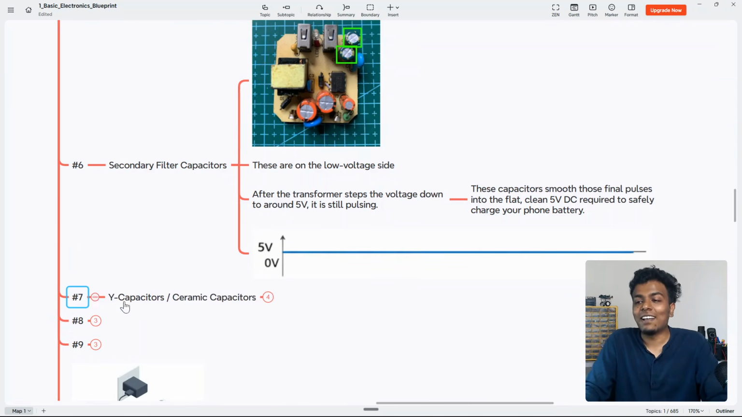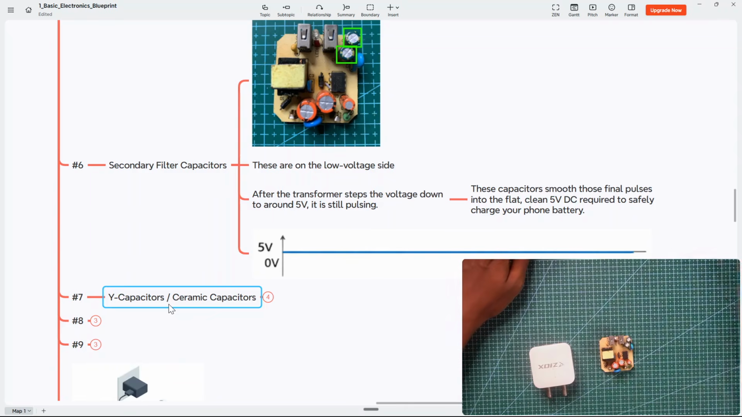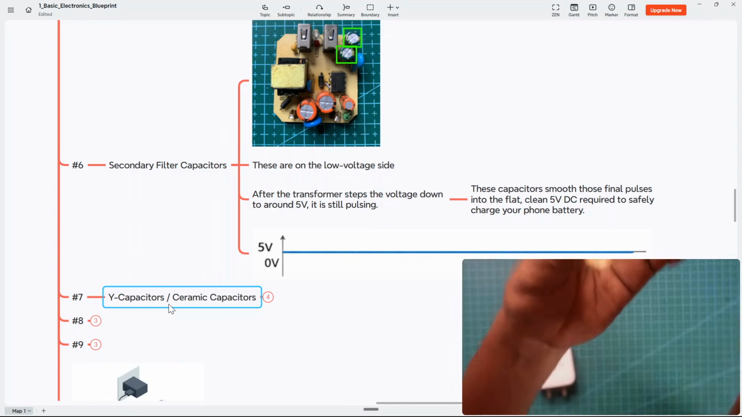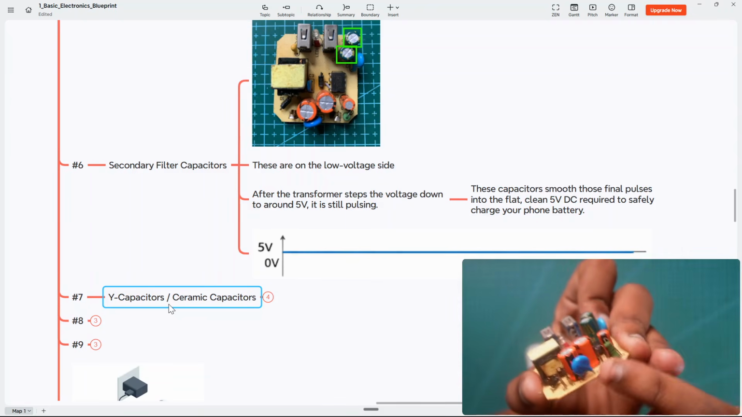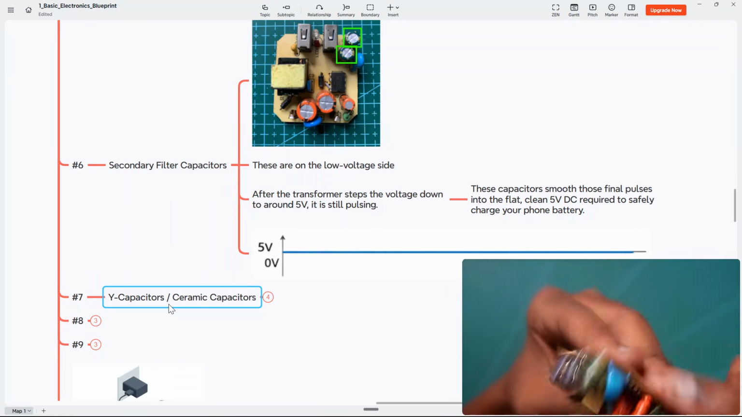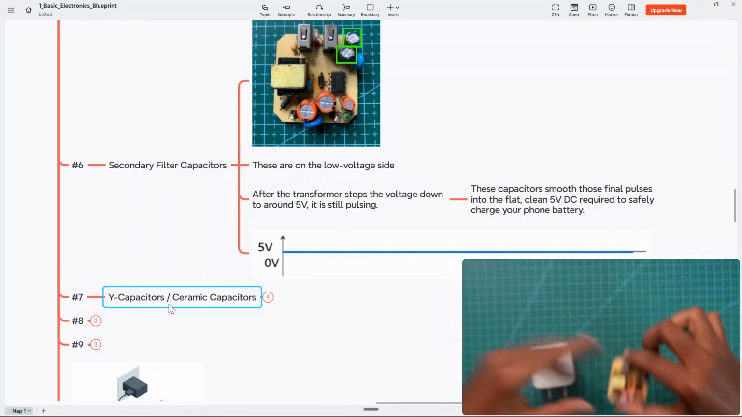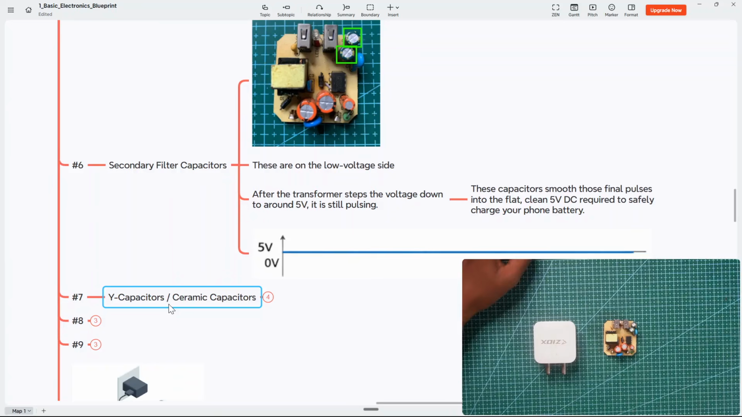And after that, there are going to be some Y capacitors or ceramic capacitors. While talking about Y capacitors or ceramic capacitors, you can see the hardware. These are the side ones, some squeezed capacitors which are available, this blue color one and another blue color one. So what is this actually? Why, when we already had a capacitor, is this capacitor required?